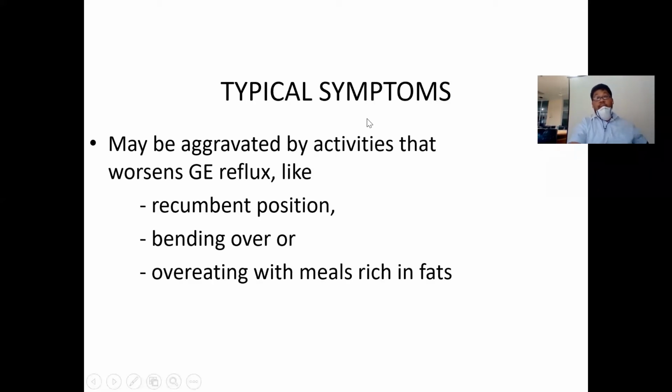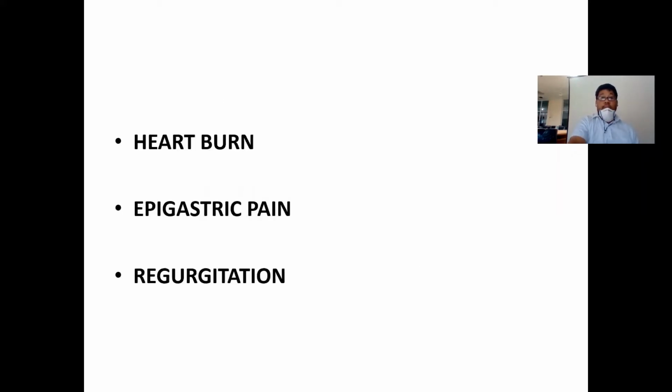So coming to the clinical features, it can be typical, atypical, or alarming symptoms. Typical symptoms may be aggravated by activities that worsen GE reflux, like recumbent position or bending over or overeating with meals rich in fat. This causes typical symptoms like heartburn, epigastric pain, or regurgitation.